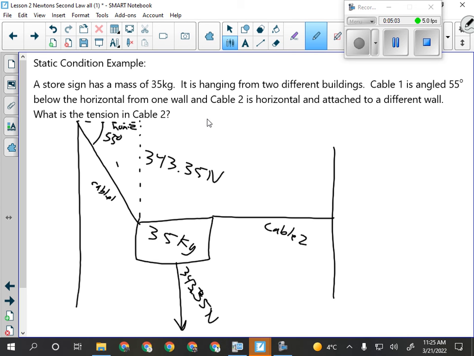So I'm looking for the adjacent side. Tan of theta equals opposite over adjacent. And so I'm going to look for the adjacent side. So that'll be adjacent equals the opposite side, 343.35, divided by the tan of 55.